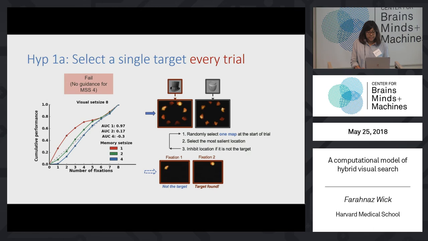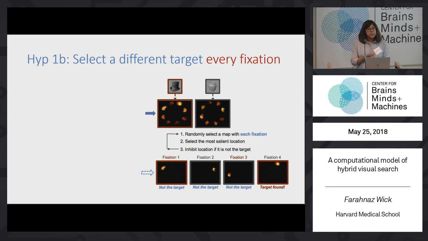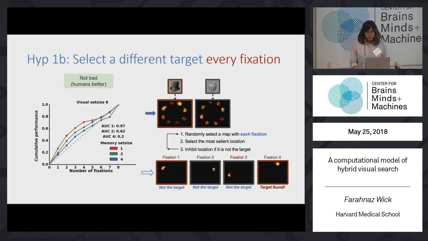Another thing you can do is maintain the separate priority maps and cycle between them. That is, with every eye movement, you select the priority map of a different target object. And this strategy works. You see the same performance gradient as you see in the humans. Humans are, of course, performing better, but that depends on the model that you're using. I'm showing you data from the simple model.